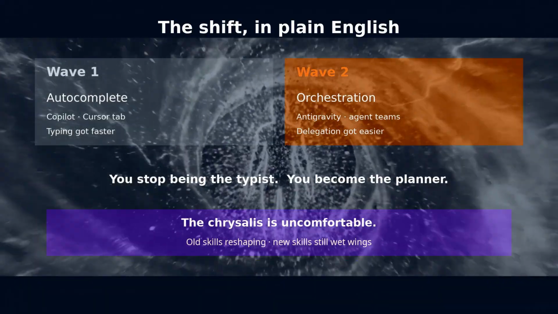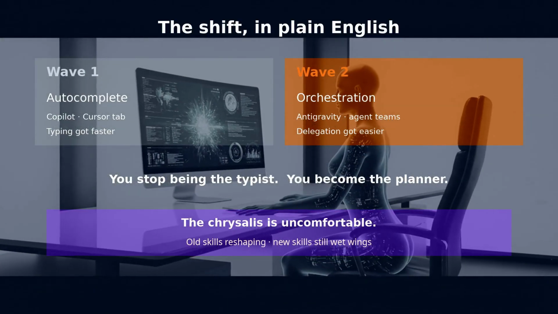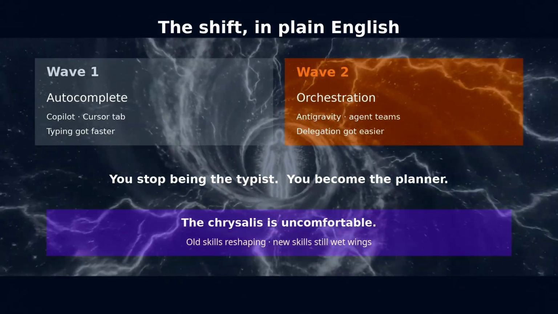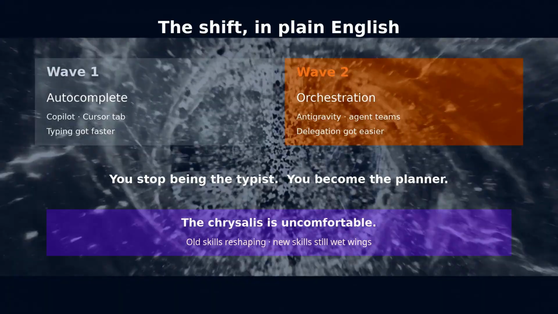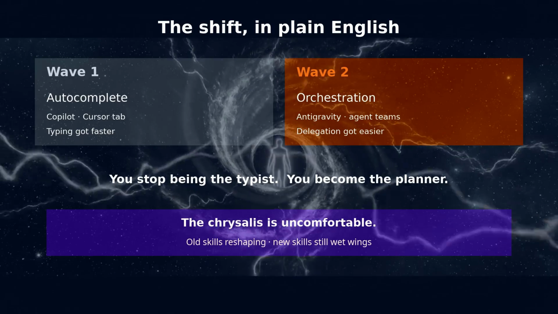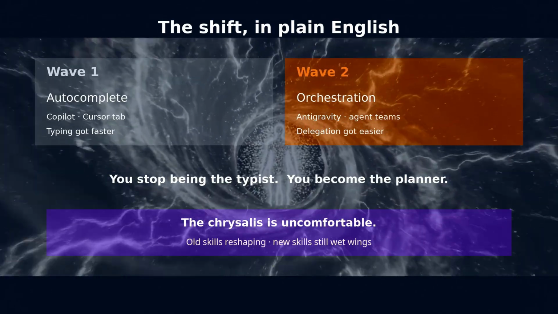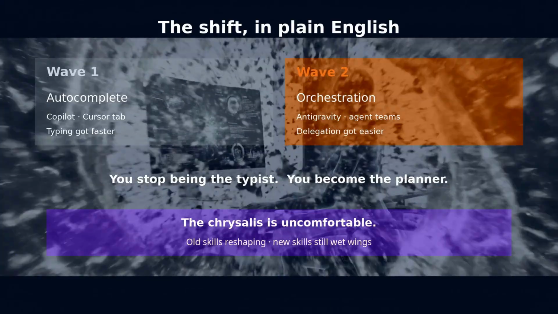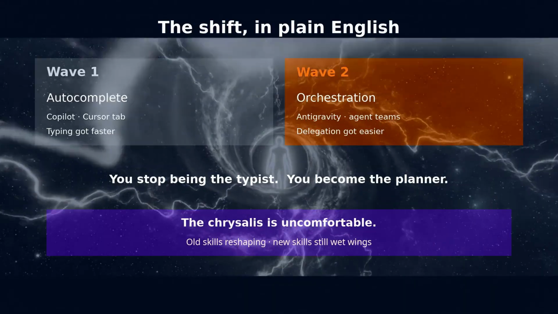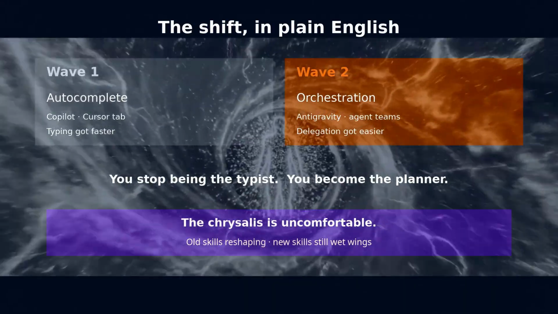The shift in plain English. This is the shift from autocomplete to orchestration. The first wave of AI coding tools, Copilot, ghost text in your editor, Cursor's tab completes. Those made typing faster. This wave is not about typing. It is about delegation. You define the goal. The system breaks it into work. The system does the work.